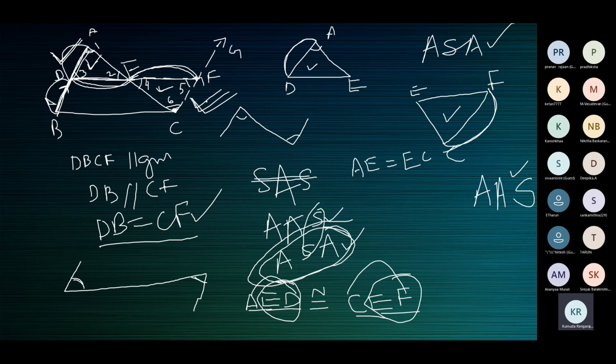Next, we'll have to show that DE is equal to half BC. Now the other result will be useful. We know that DE is equal to EF. So that means E is the midpoint. We've proved that E is the midpoint of DF.